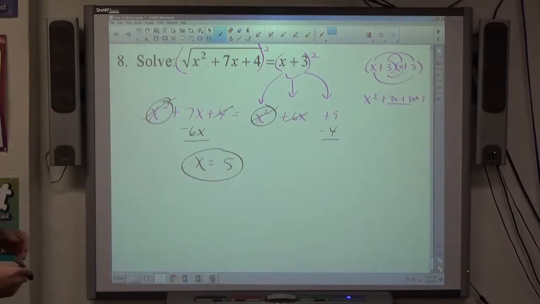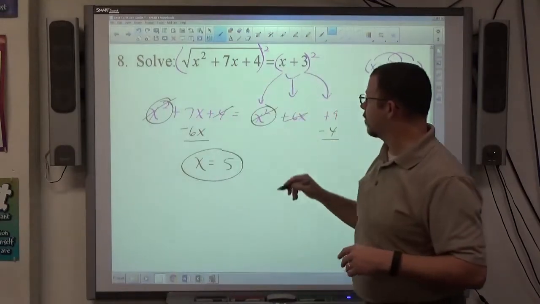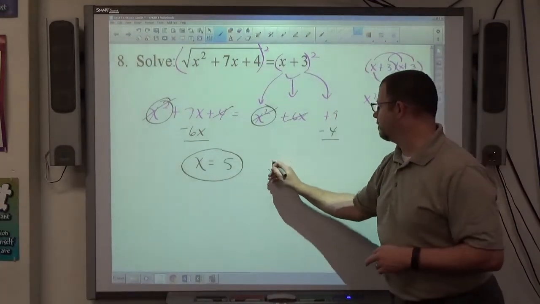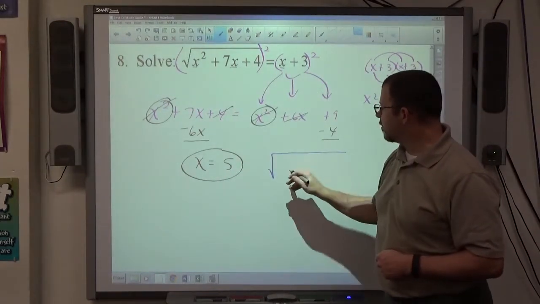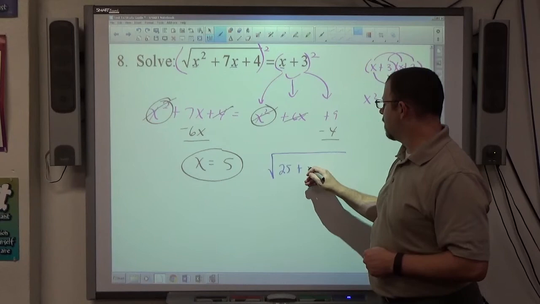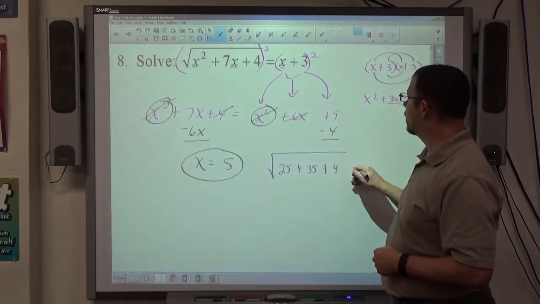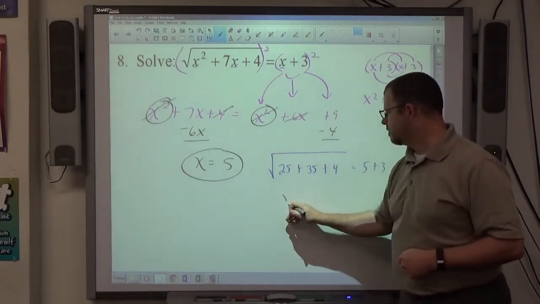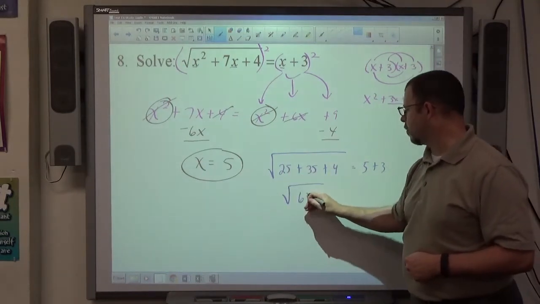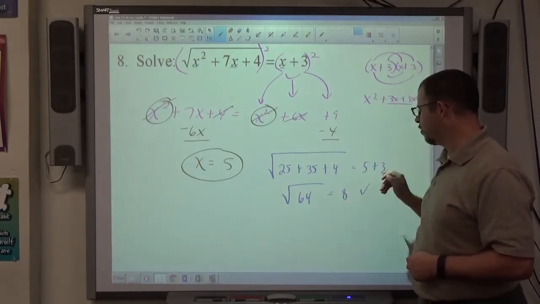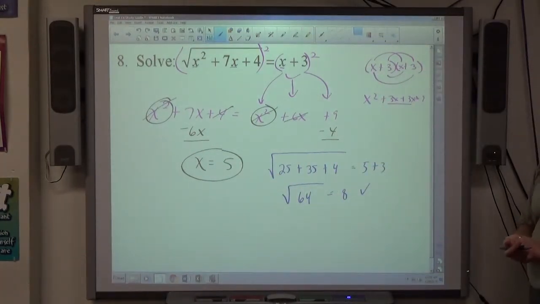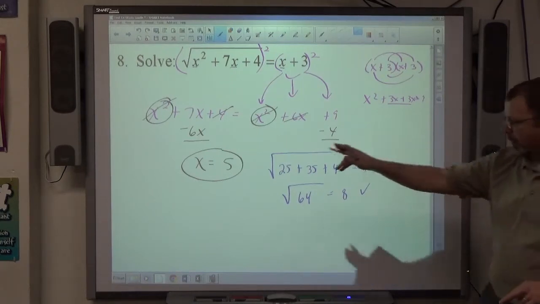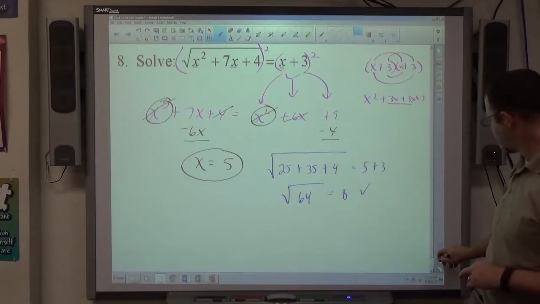And I say candidate for the right answer because I have to verify if this number actually works in the original problem. So I check my answer. Every x is going to change to a 5. x squared is 25. 7 times 5 is 35. Plus 4 is supposed to equal 5 plus 3. 25 and 35 is 60 plus 4 is 64. Square root of 64 equals 8 is a true statement, which means that's a good answer. I would expect the one on the test to come out where it actually works. So don't count on the empty set being the right answer to that problem. Expect it to be a regular number. It has to be worked out that way.